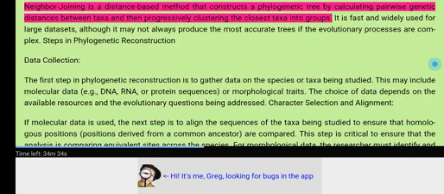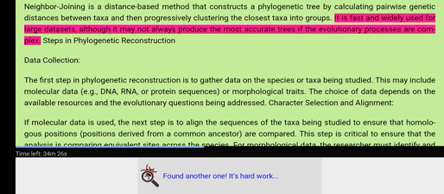Neighbor joining (NJ). Neighbor joining is a distance-based method that constructs a phylogenetic tree by calculating pairwise genetic distances between taxa and then progressively clustering the closest taxa into groups. It is fast and widely used for large datasets, although it may not always produce the most accurate trees if the evolutionary processes are complex.